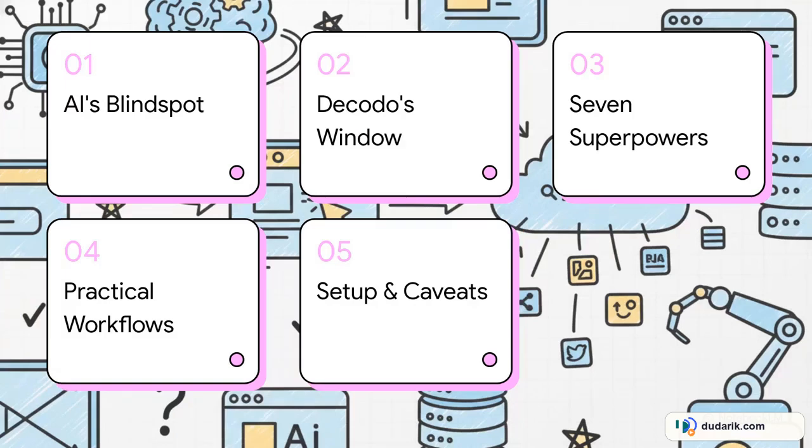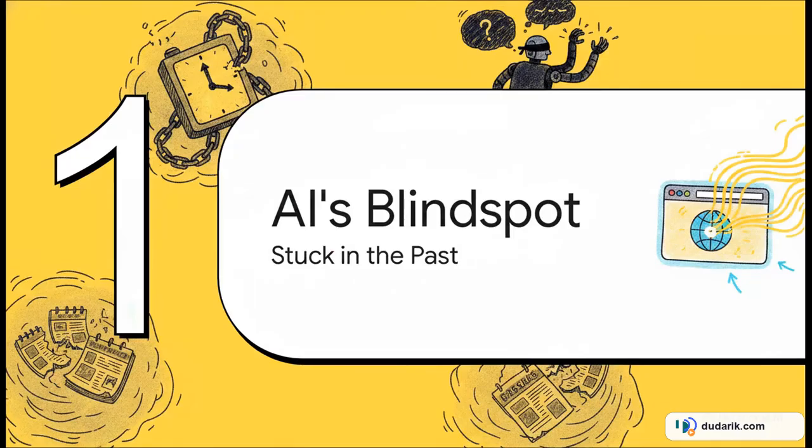So here's what we've got on tap for this explainer. First, we'll talk about that AI agent blind spot. Then, we'll introduce Decodo as the solution. After that, we'll get into the 7 new superpowers it gives your agent, look at some real-world workflows, and finally, we'll cover the setup, costs, and some important things to keep in mind. Okay, let's dive right in.